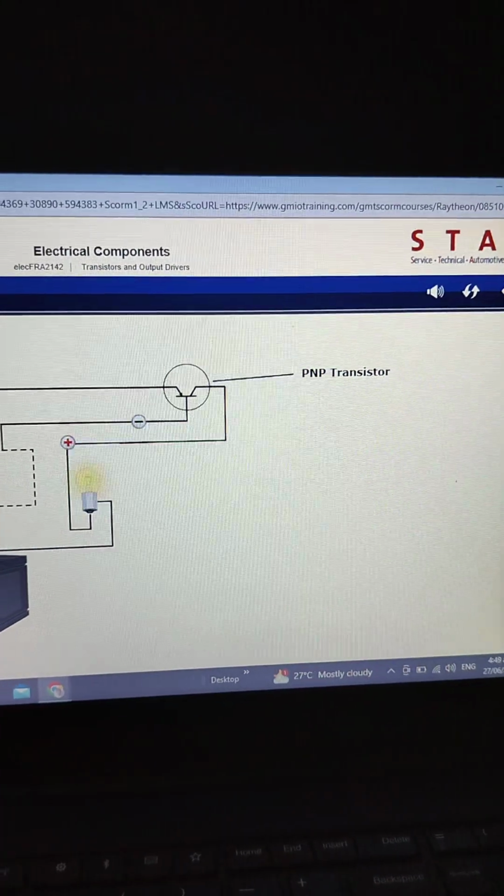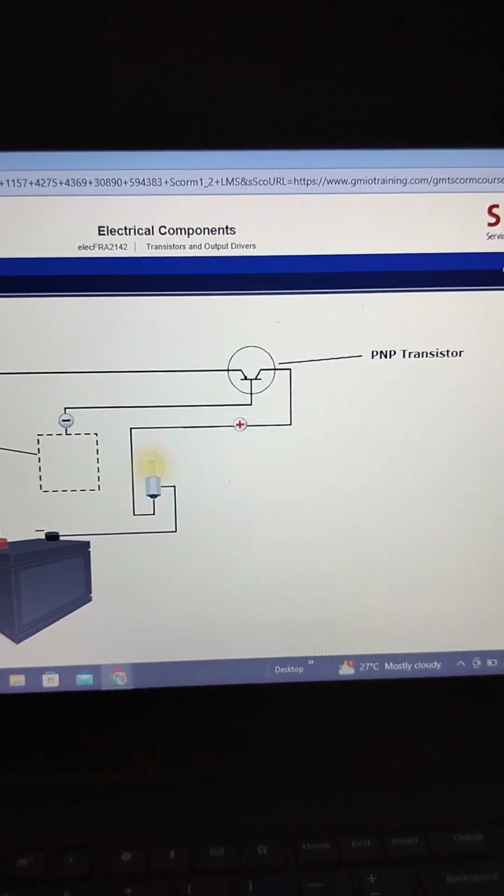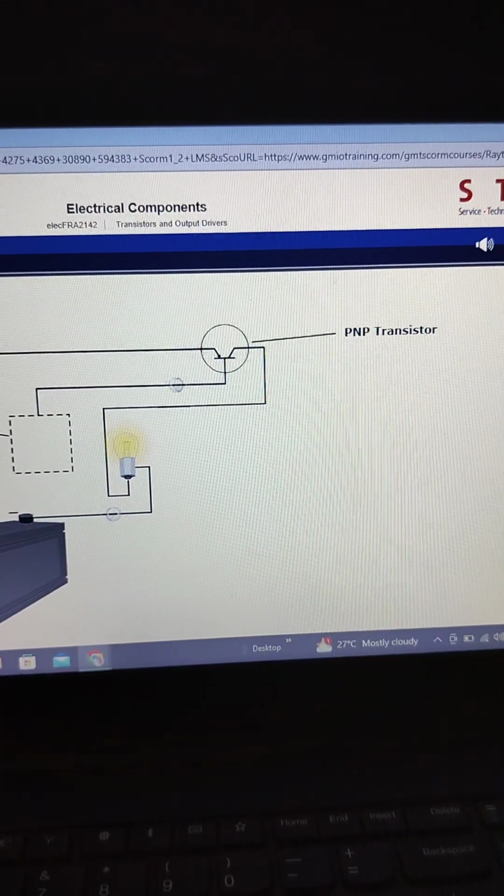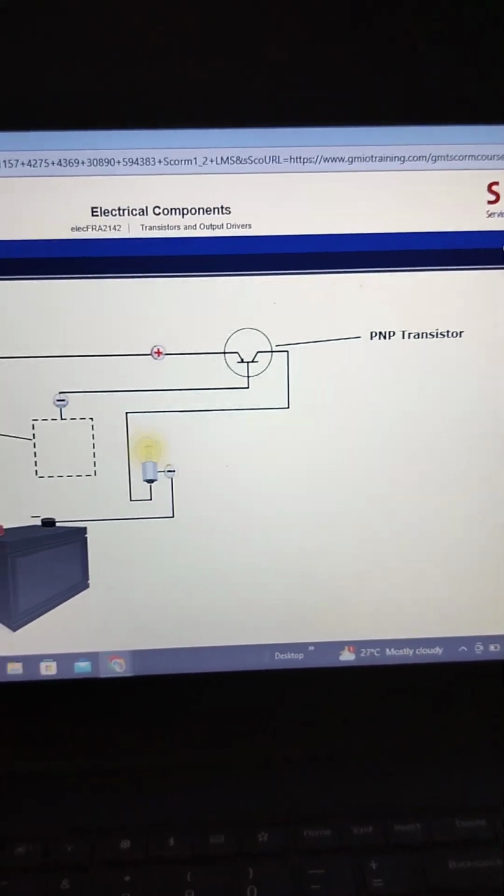A negative charge or low voltage is applied to the base to activate the transistor. This type of transistor usually controls the positive side of any safety-related circuits.